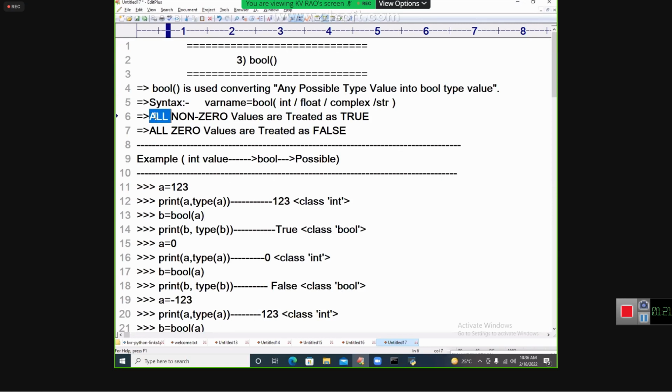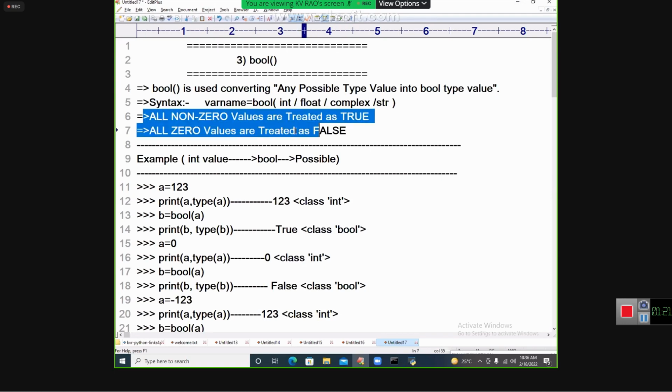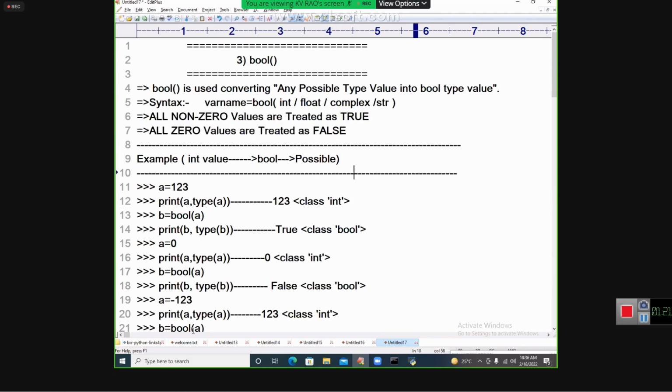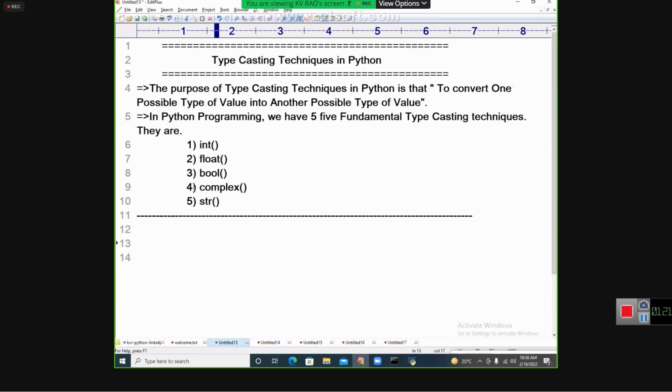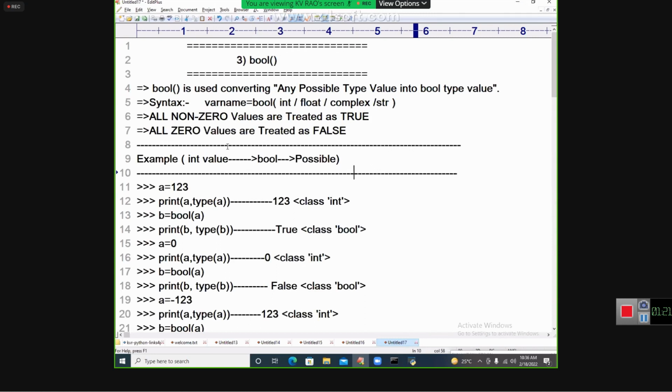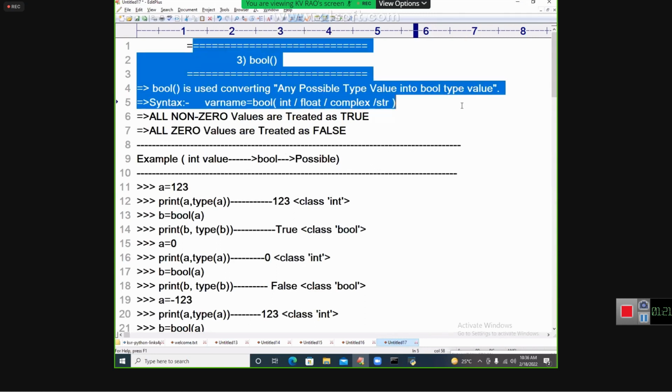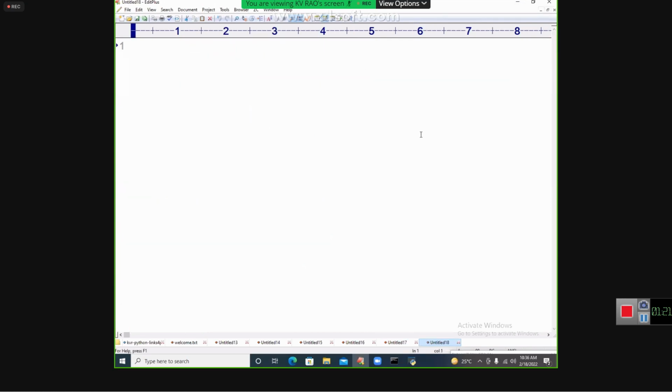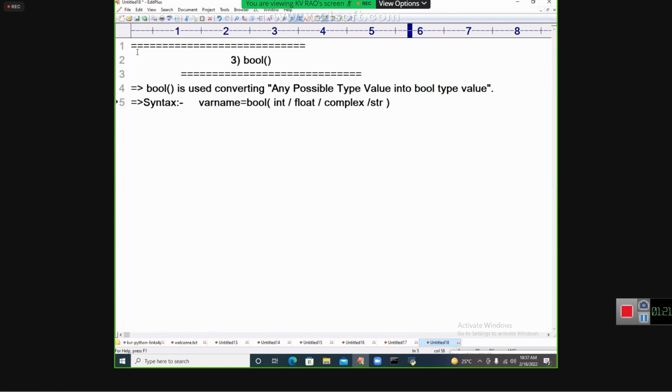You see, all non-zero values are treated as True. All zero values are treated as False. See how beautiful this sentence is. Next conversion is complex conversion. Let us go to the complex conversion now. Easy. The fourth one, I will go for that complex conversion.